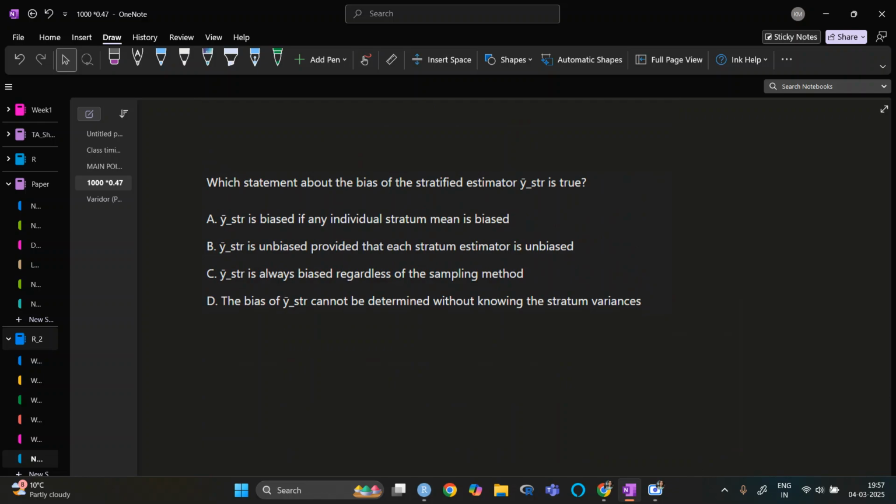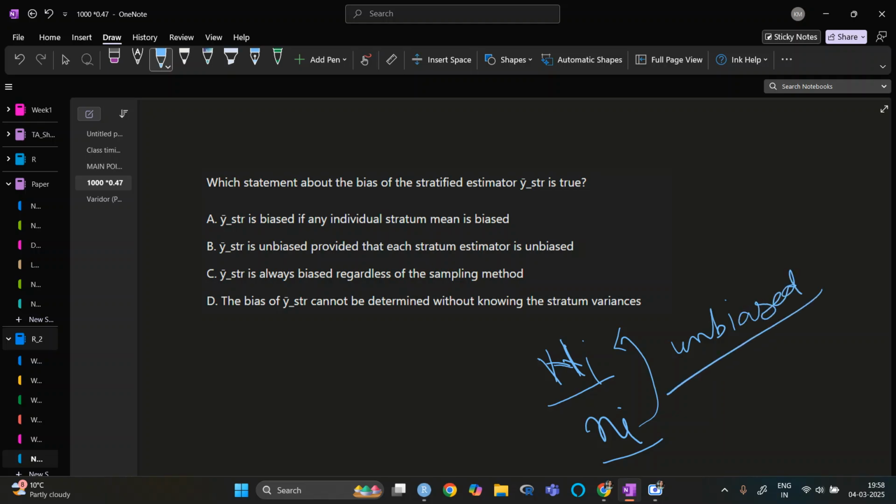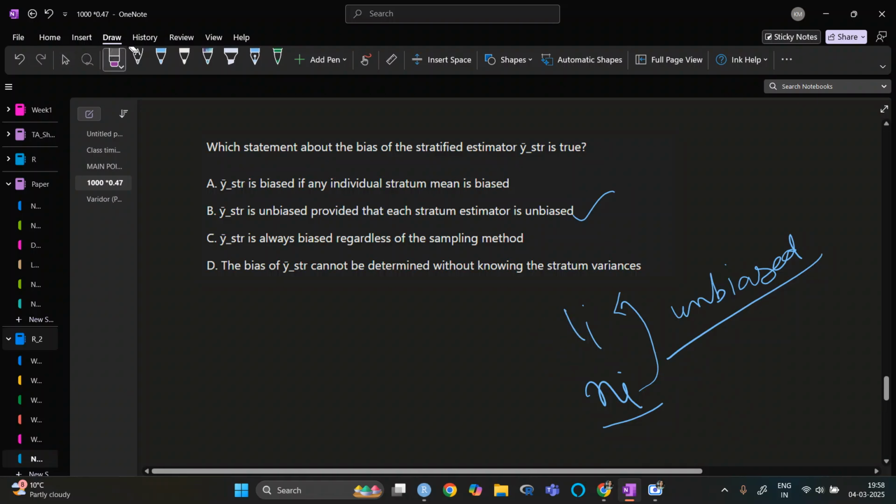Now the A part is that y bar str is biased if any individual stratum mean is biased. For an individual stratum, we are taking the population of size Ni, and the sample is of size ni. We know that if I take the mean of this, then it is always an unbiased estimator. So the B option will be correct, provided that each one is unbiased. Yes.